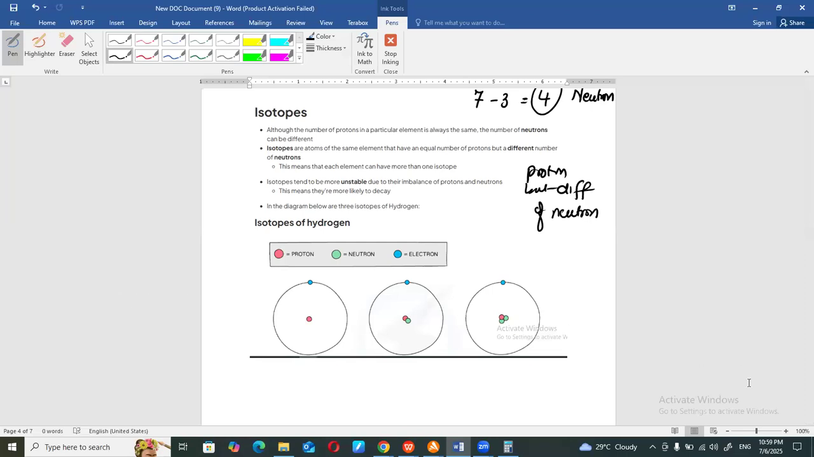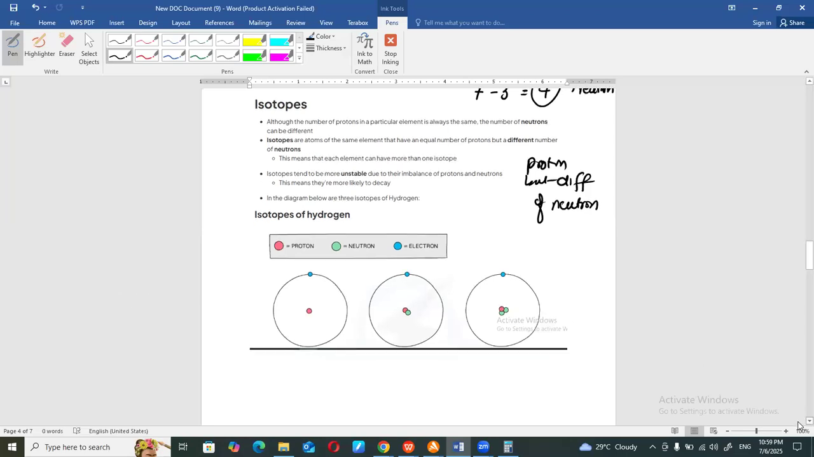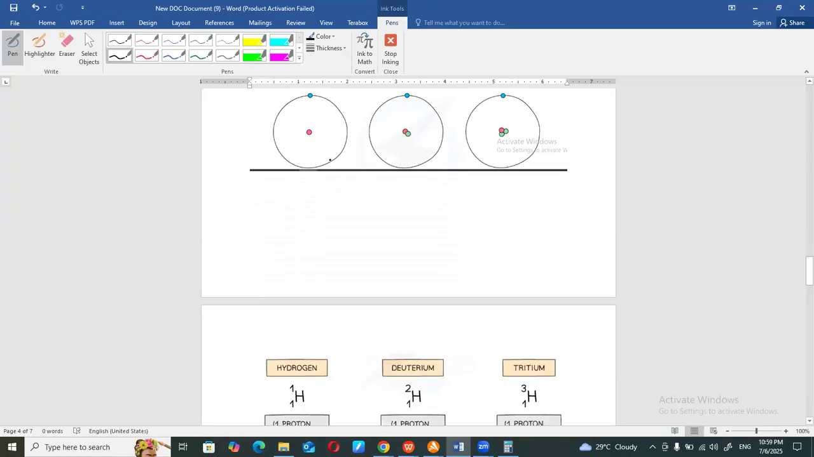The best example is given here. You can see that this is a hydrogen isotope. The first one is hydrogen with 1 proton and no neutrons. In the second one, which is deuterium, there is 1 neutron and 1 proton. In the next one, there are 2 neutrons and 1 proton. So these are the isotopes which have the same proton number but a different number of neutrons.